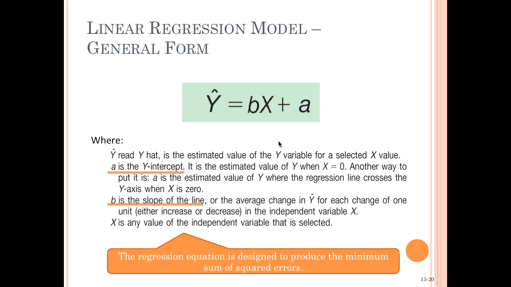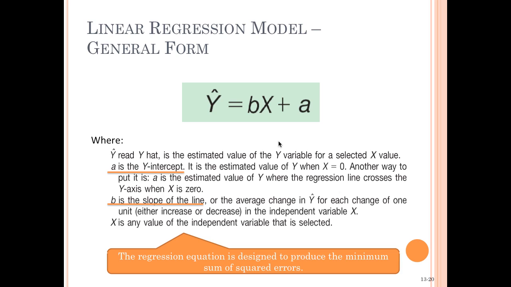So here's our equation. Y hat is the estimated value of the Y variable for a selected X value. A is the Y-intercept, meaning that when X equals 0, this is what Y will equal, or where it will cross the Y-axis. B is the slope of the line, or the average change in the predicted Y value for a 1-unit change, which could be either up or down, in the independent variable. And X is your independent variable.